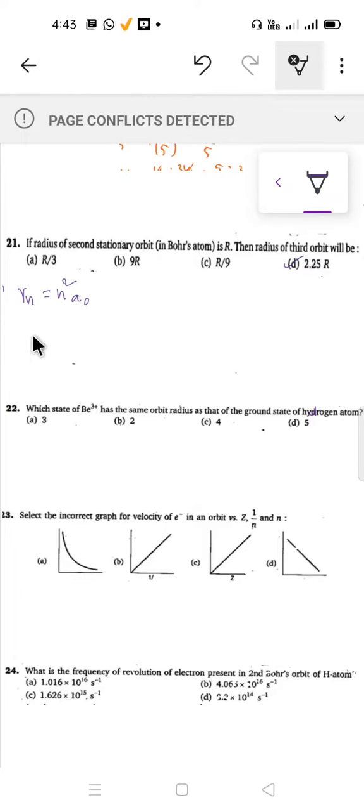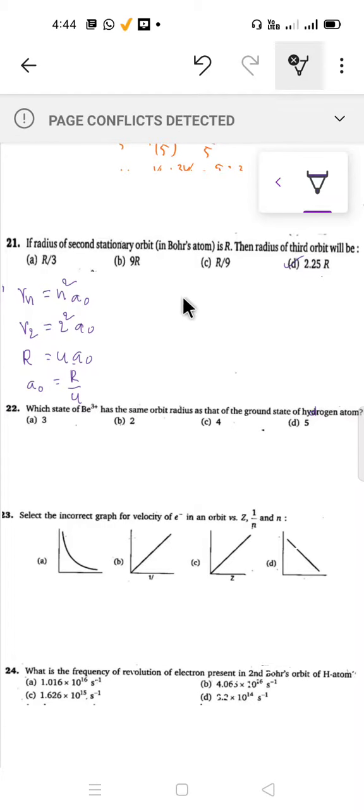For the second stationary orbit, the n value is equal to 2, so put 2 square a naught. Then the radius of the second stationary orbit, capital R, is equal to 4a naught. Then you get the relation a naught is R by 4.